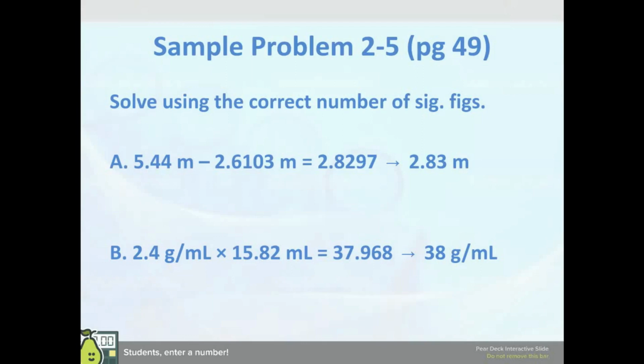The next one, we're multiplying. So we're going to look at the total number of significant figures. 2.4 has 2 significant figures, and 15.82 has 4. So my answer can keep 2 significant figures. I plug it into the calculator and get 37.968, which then would round to 38 to keep 2 significant figures.